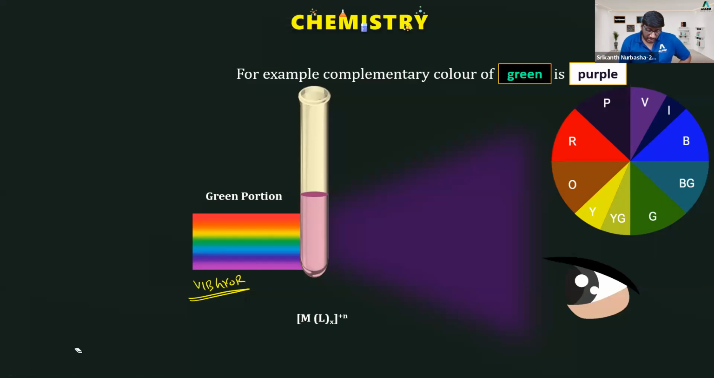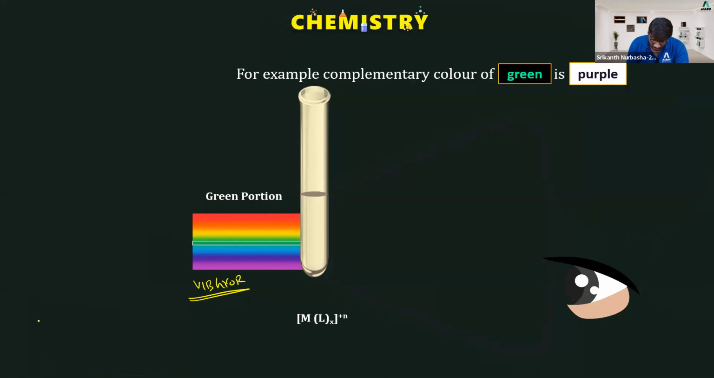Look carefully, the same thing I am saying. If the green portion of the VIBGYOR has been absorbed, you do not see the complex as green. You see the complex as purple. Yes or no? Because you are not seeing the color absorbed. You are seeing the color of the left out radiation, not the color corresponding to absorbed radiation. But the color you see will depend upon absorbed energy. Why? Because if absorbed radiation changes, the left out radiation obviously changes.